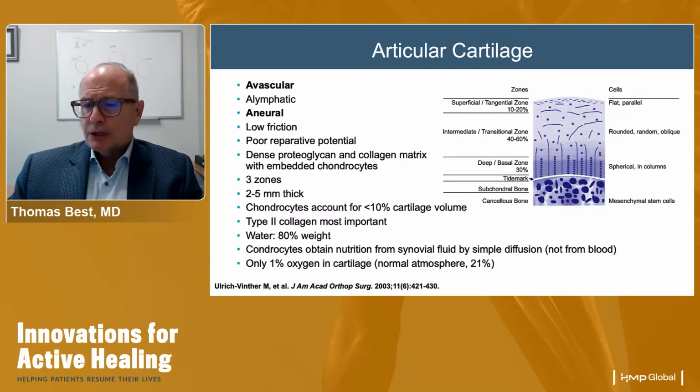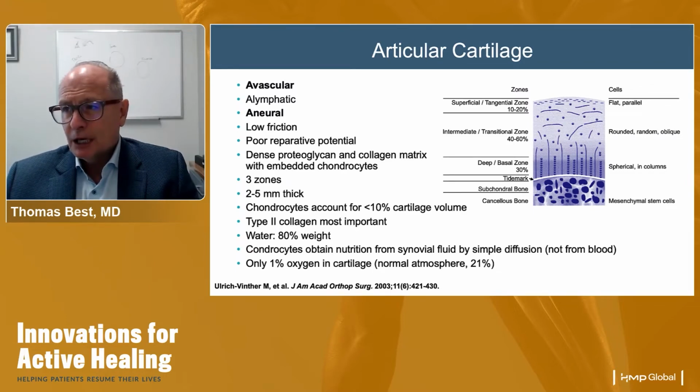The way to think about articular cartilage is it's this dense proteoglycan and collagen matrix with embedded chondrocytes. And chondrocytes, of course, are the building block of articular cartilage. If we have any hope of any kind of regenerative medicine approach, it must involve the chondrocyte. When we look closer at the histology of articular cartilage, it has 3 zones. It's really a small structure when you look at it. It's about 2 to 5 millimeters thick. Interestingly, the chondrocytes only make up about 10% of the total volume of things.